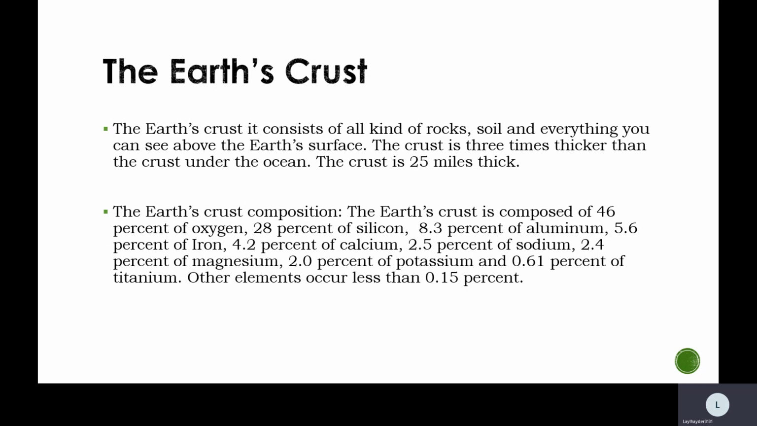The Earth's crust composition. The Earth's crust is composed of 46% oxygen, 28% silicon, 8.3% aluminum, 5.6% iron, 4.2% calcium, 2.5% sodium, 2.4% magnesium, 2.0% potassium, and 0.61% titanium, and other elements occur at less than 0.15%.